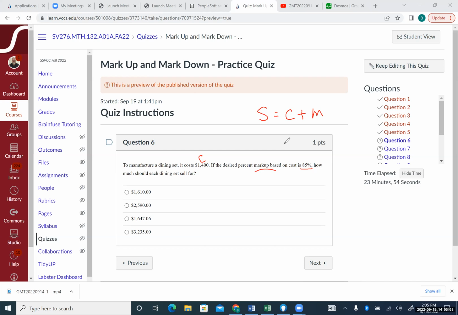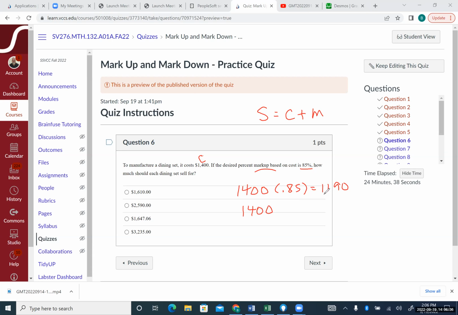I got 2,590. All right, let's check that. So how did you figure out the markup amount? I had the cost, which is 1,400, times 0.85, which got me to 1,190, and then I added that to the cost, which got me 2,590. Very good.